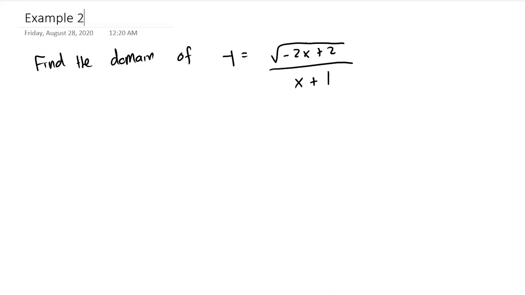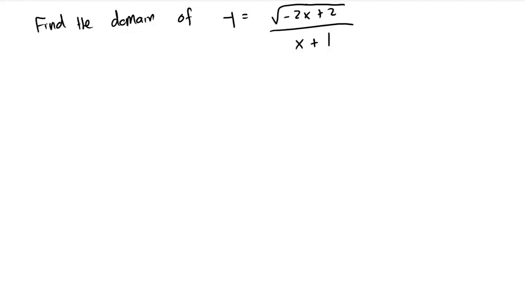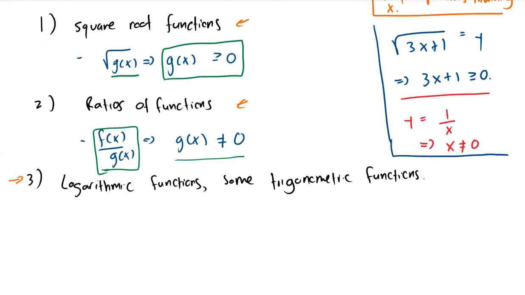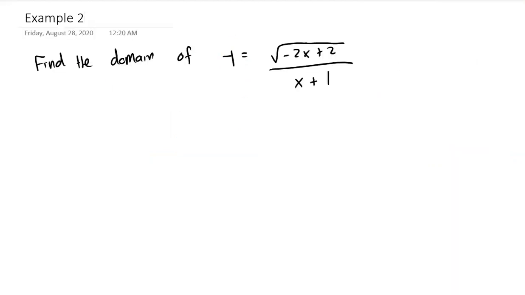So now we have a situation in which our function involves the two cases that we have to worry about. There's a square root, and we're dividing by an expression. How do you deal with a situation like this? Basically, just tackle each part separately. And that's it. So tackle each part separately. Okay. So for example, we can start with the square root part.